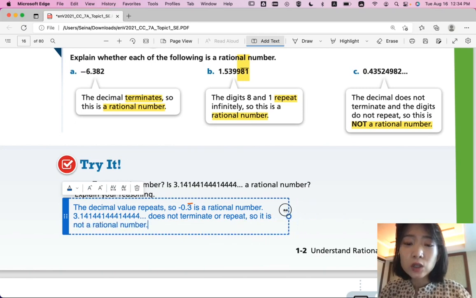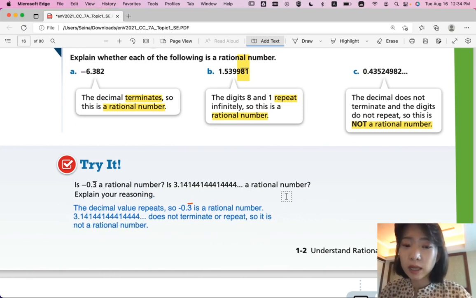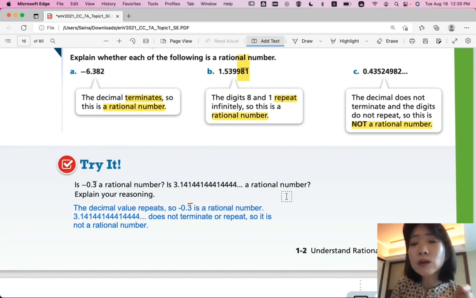Okay, so be careful with these types of decimals. It does look like it's repeating something, but just because it has a pattern doesn't mean it's a repeating decimal. Okay, it needs to have an exact block of the same digits that are repeating. If not, it is not a repeating decimal.